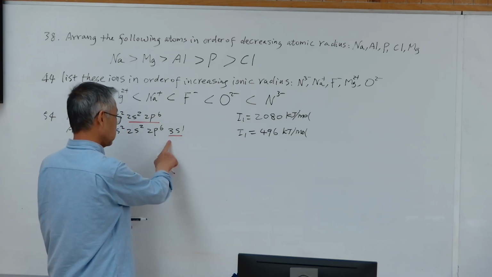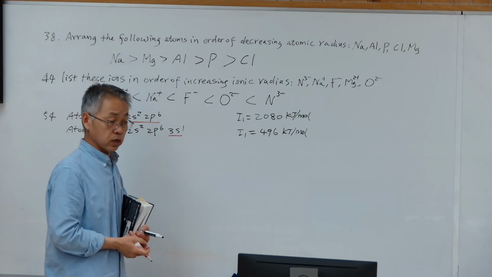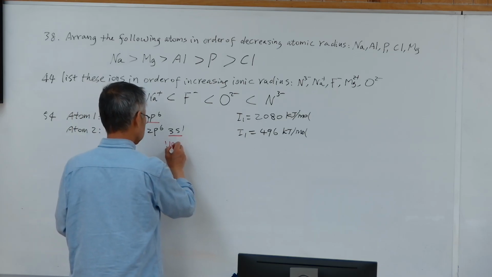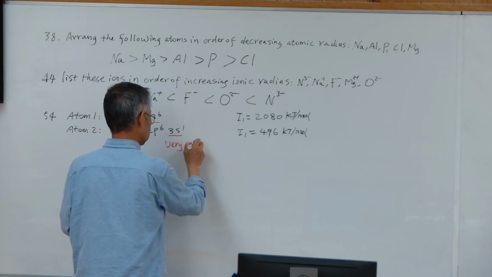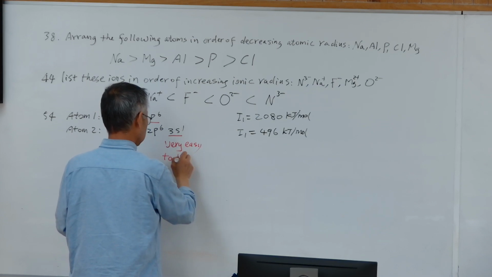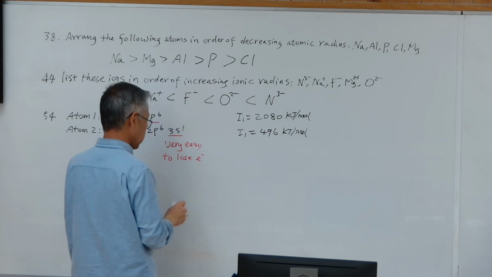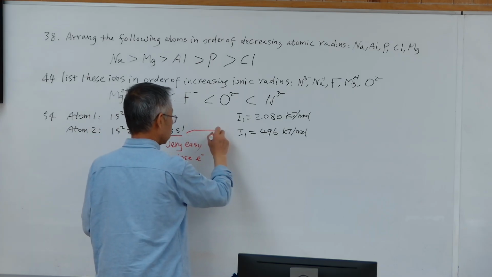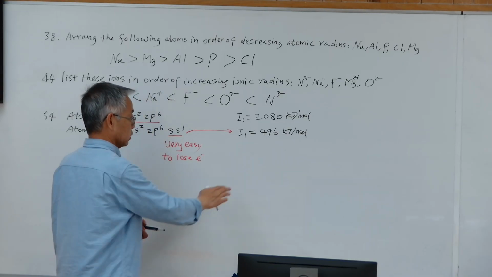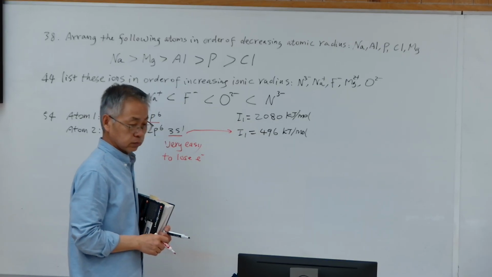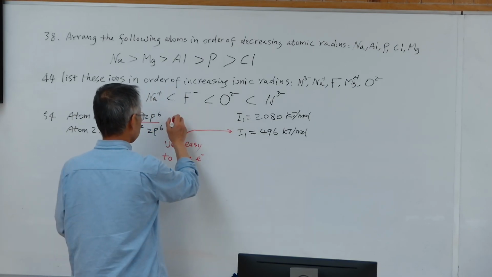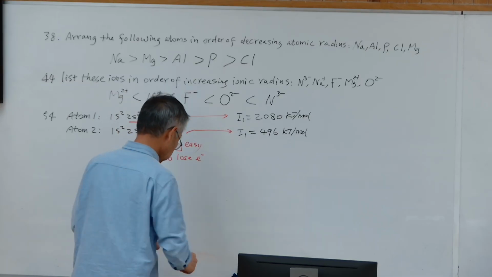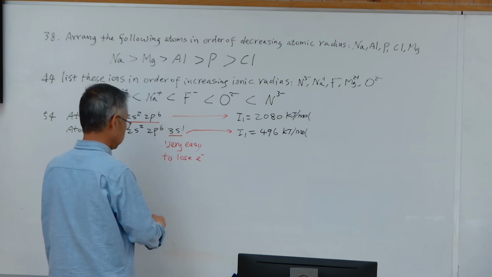And this one's outer is 3s1, a group 1A alkali metal, very easy to lose this electron. Okay, that means we should pair this with 496 because the ionization energy is smaller, right? Then this one pairs with 2080. Not easy to lose this outer electron. Okay.